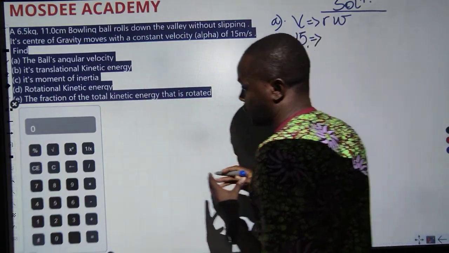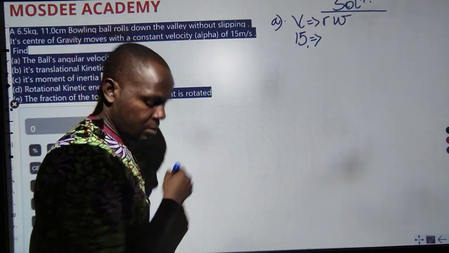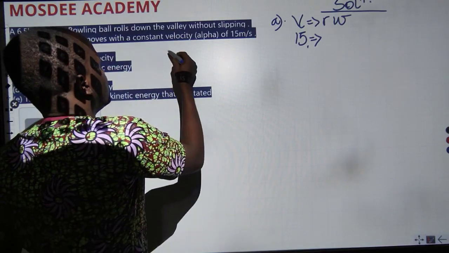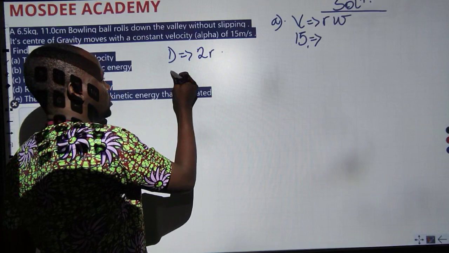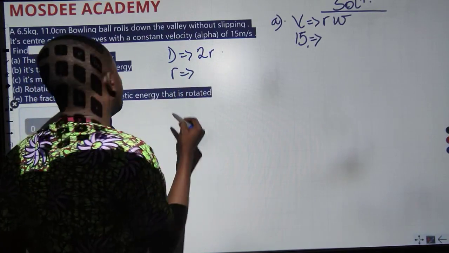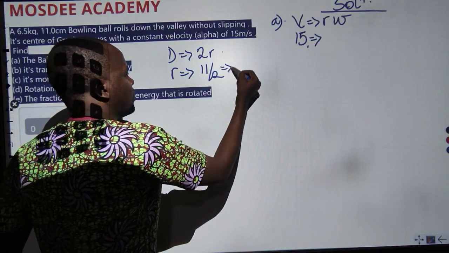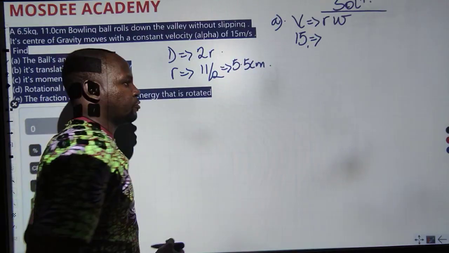Under the radius aspect, you have to keep something in mind. This is the diameter of the ball. Diameter is equal to 2 times radius, so radius is basically half of diameter. So I'm saying 11 by 2, that will be about 5.5 centimeters. So I have to convert that to meters.